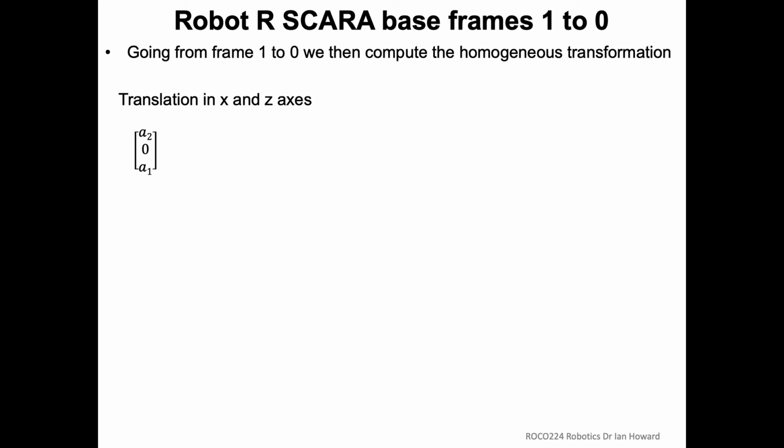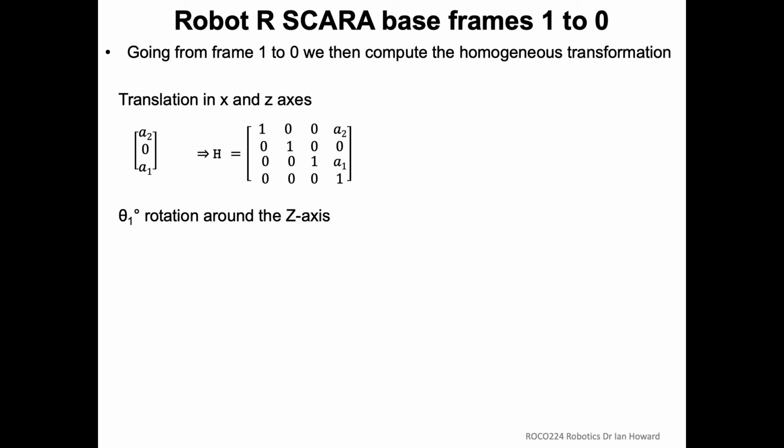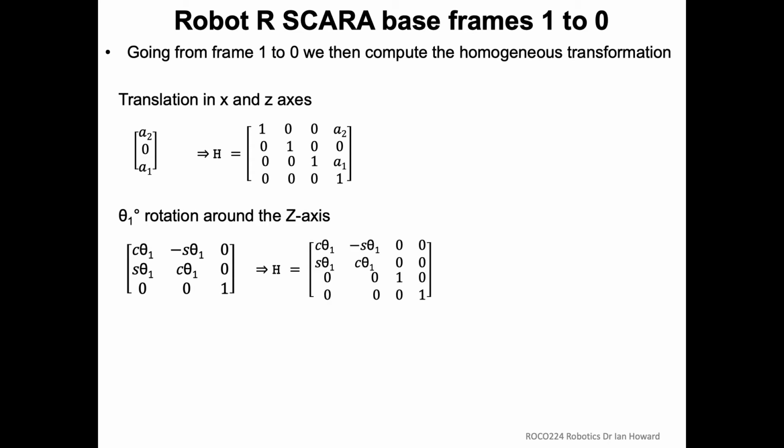So here's the translation that we came up with. We want to write that as a homogeneous transformation. Again, we always want to do that so we can just multiply all these bits together and we'll end up with the overall result. Theta 1 rotation around the z-axis. This is the 3x3 rotation matrix component, and we then just stick it in the upper part of the homogeneous transformation matrix. There's no translational component, and as always 0, 0, 0, 1 along the bottom.